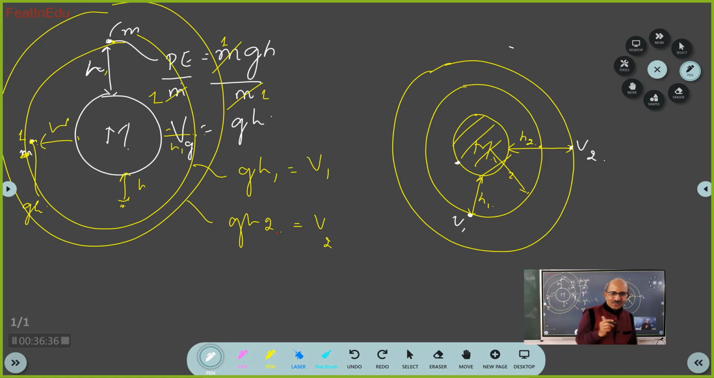Right. Okay. So its potential is 0. Got it? So that means the potential of this point is 0. The potential of this point is V1 with respect to 0, with respect to that surface. The potential at this point is V2 with respect to this. Got it? Yes, sir.